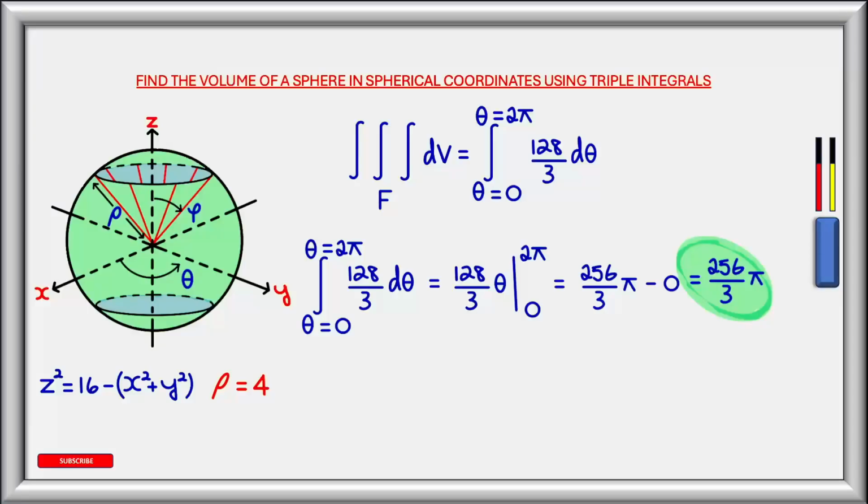And for the outer integral, we want to integrate from theta equals 0 to theta equals 2 pi, 128 divided by 3 d theta. And using the power rule, this evaluates to 128 divided by 3 multiplied by theta. And plugging in the limits of integration, we get 256 divided by 3 multiplied by pi minus 0. And this gives us our final result. So the volume of the sphere is 256 divided by 3 multiplied by pi.